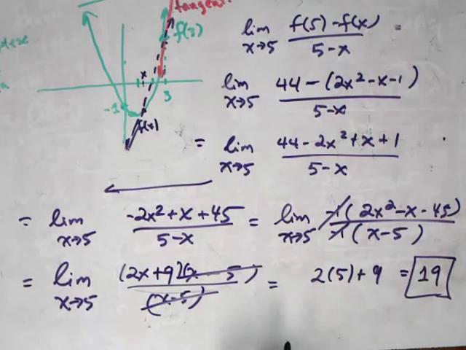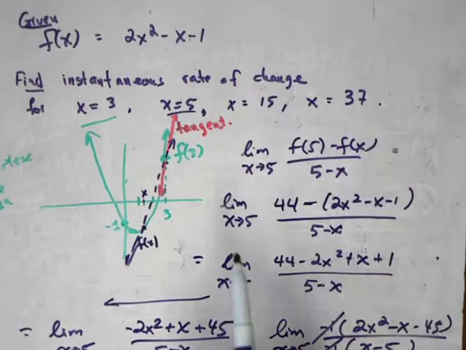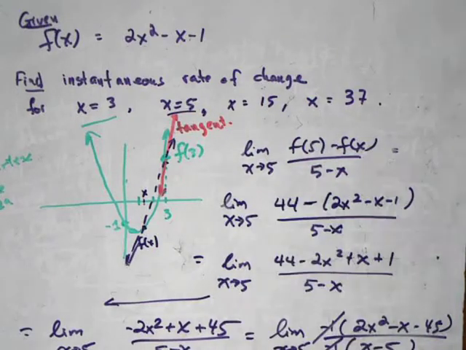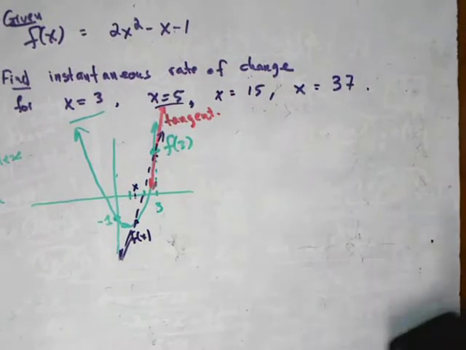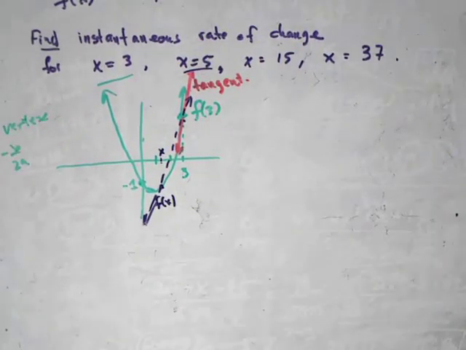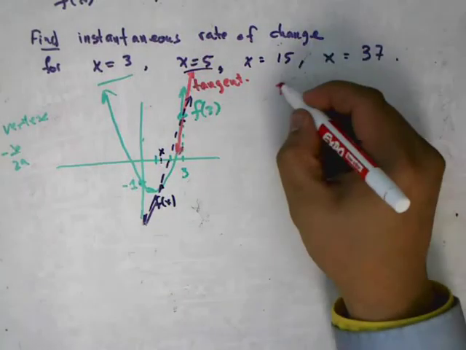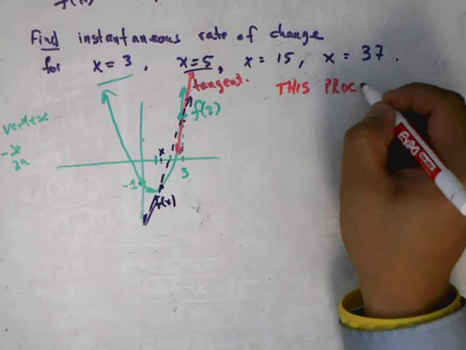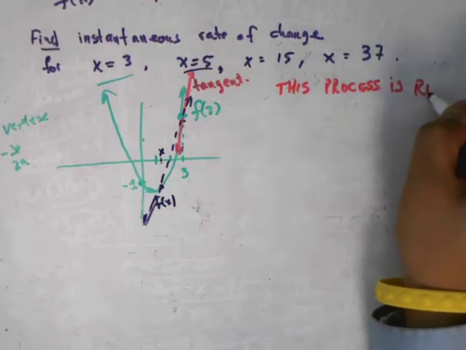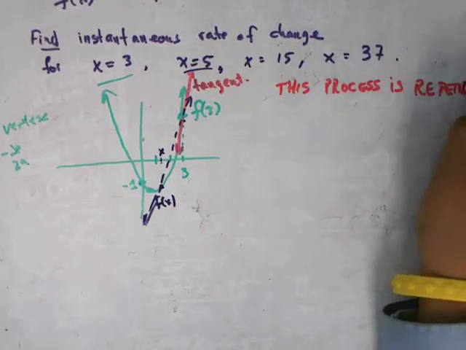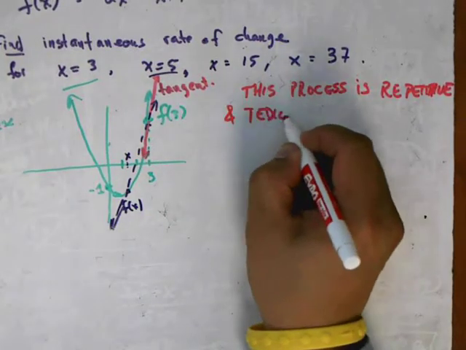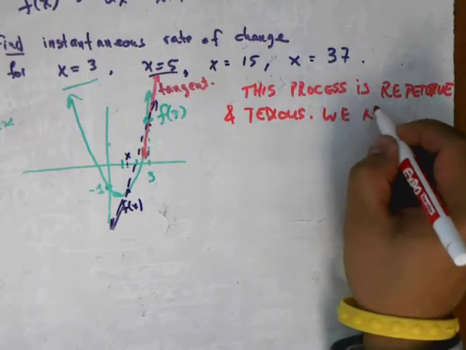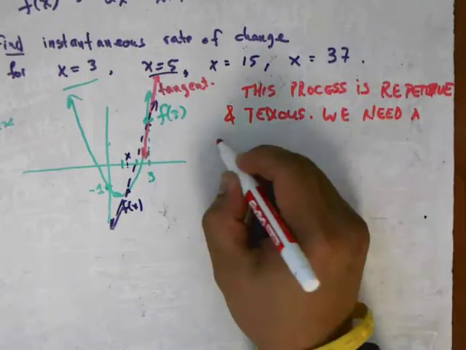Okay. Another tedious process. And we could continue on the same way with 15 and 37, but this is going to get quite complicated. All right. So I want to make a note here. This process is repetitive and tedious. So we need a better way.